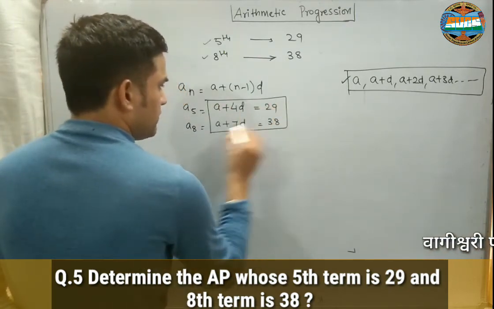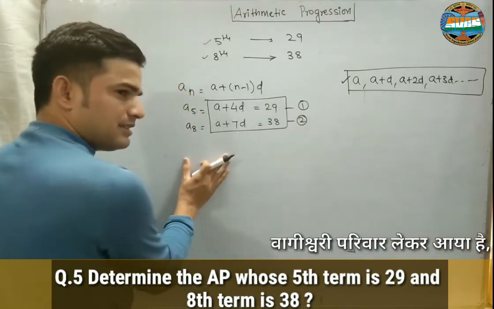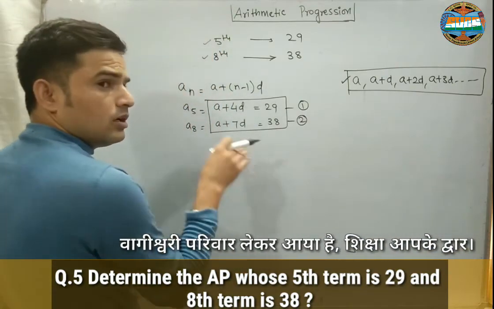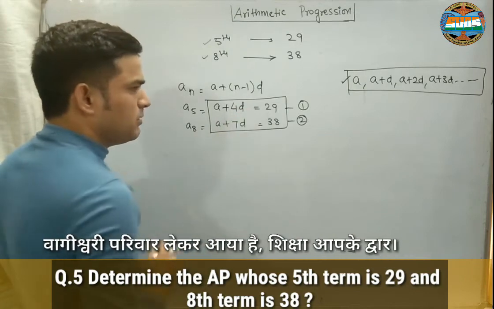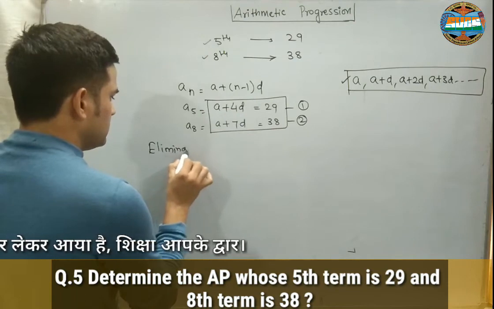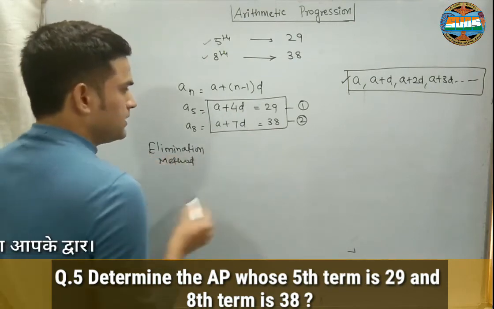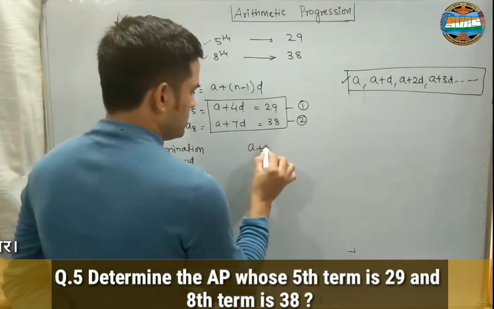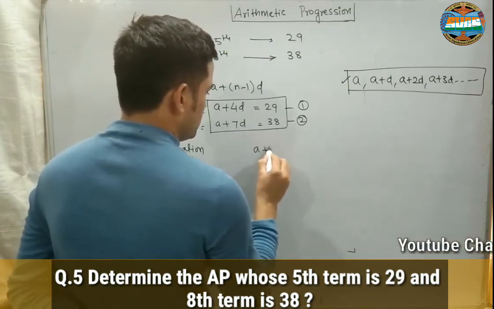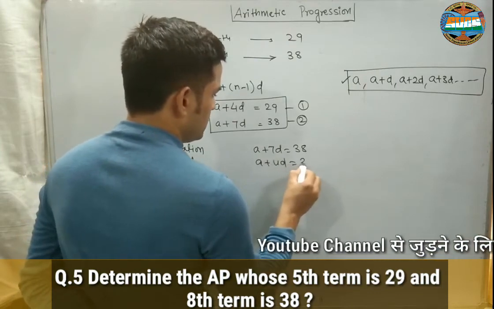From the two equations we can find A and D using the elimination method, substitution method or cross multiplication method. There are many methods to solve this problem. We solve by the elimination method because it is easy. So A plus 4D equals 29, and we put the second equation, A plus 7D equals 38.